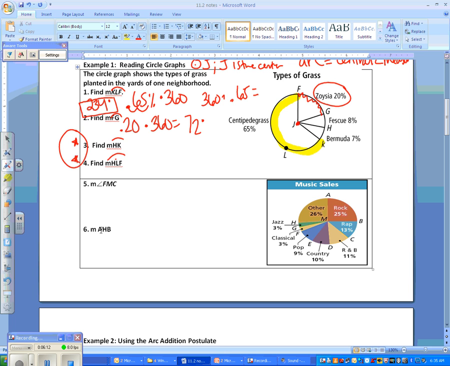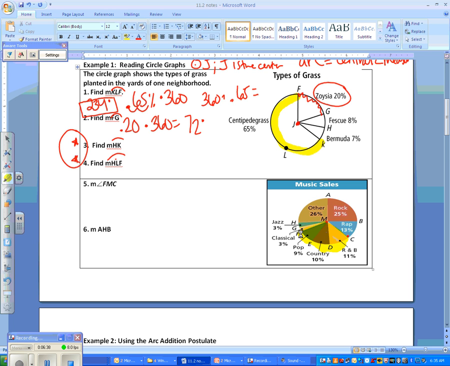The other thing I could ask you for is angles. So, for example, if I wanted you to find the measure of angle FMC. Okay, let's look at where FMC is. Here's F, here's M, and here's C. So what they want us to find is this angle. This highlighter isn't really awesome, but we want to find this whole angle.